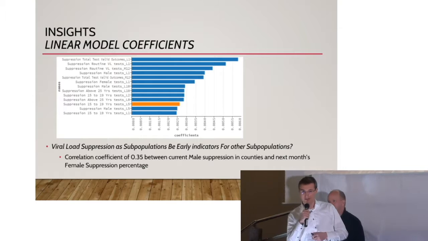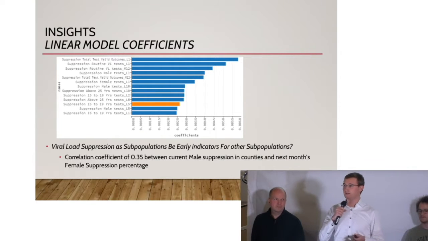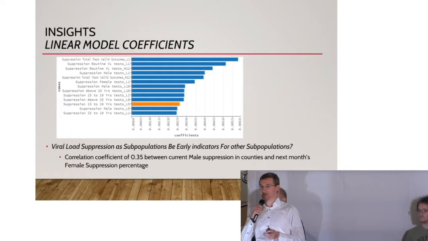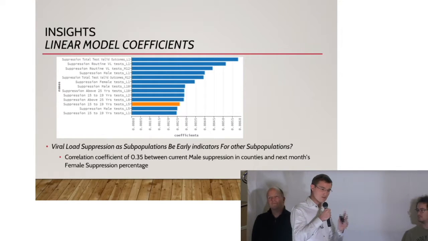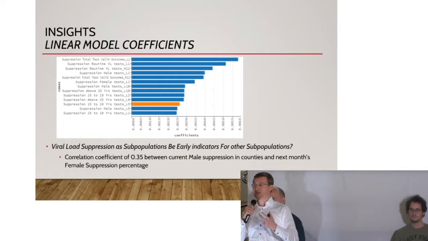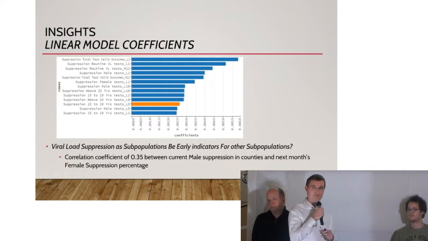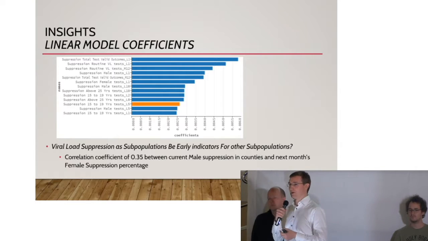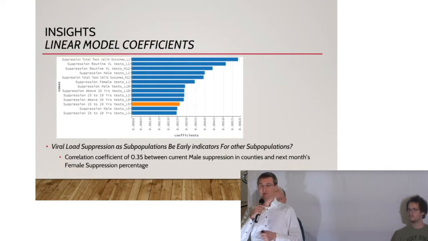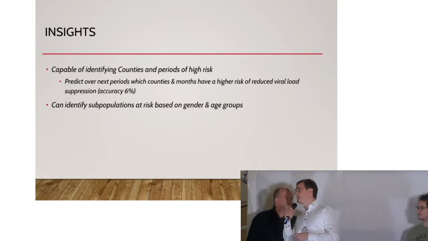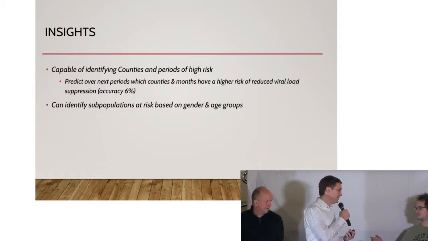What else did we see? When we looked at the subpopulations, and at the male and female groups separately, we noticed a relatively high correlation between males and females. More specifically, if we used the males at the current time to correlate with the female suppression percentage in the next month, we saw almost a 35% correlation. That's not significantly high, but it makes you wonder whether subpopulation indicators can be used as early risk indicators for other subpopulations. That's what I wanted to say. Besides that, we have a few insights, and of course the summary, which I will leave to you.